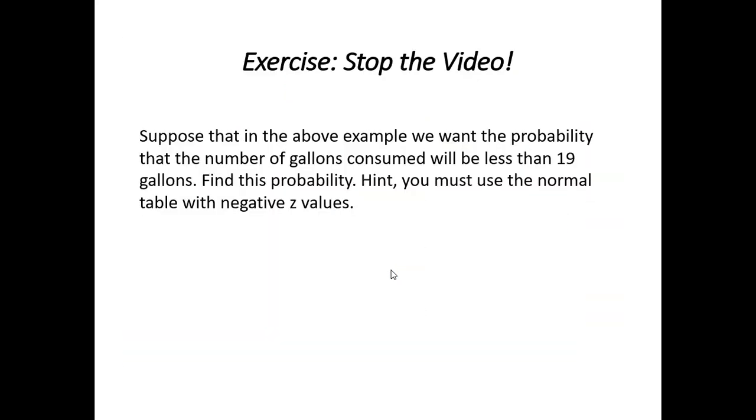Okay, let me have you try another exercise. Suppose in the above example, we want the probability that the number of gallons consumed will be less than 19 gallons. Find the probability. We want to approach it the same way. We want to calculate a z-value and then use the probability tables. And I'll give you a hint. For this example, you must use the normal table with the negative z-values.